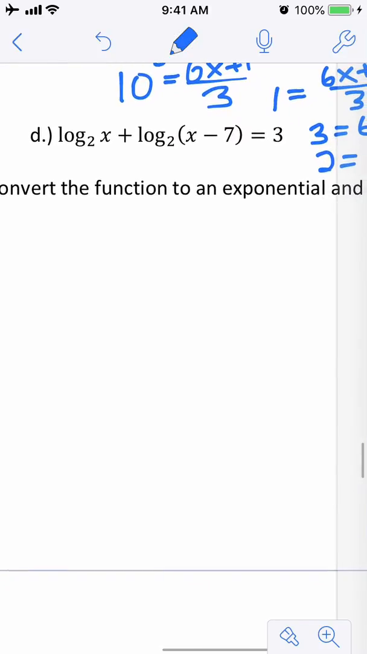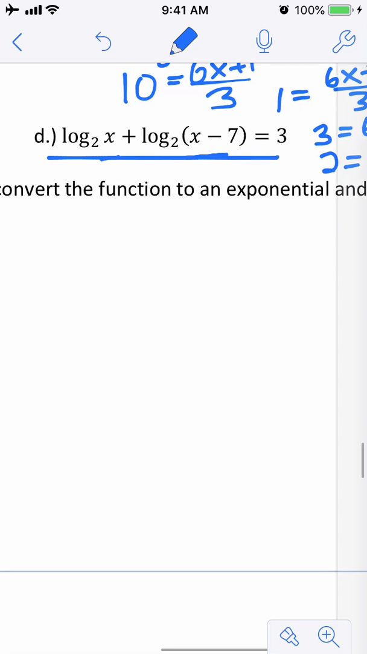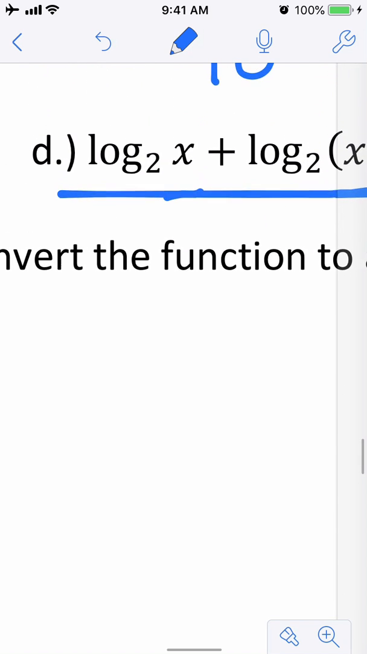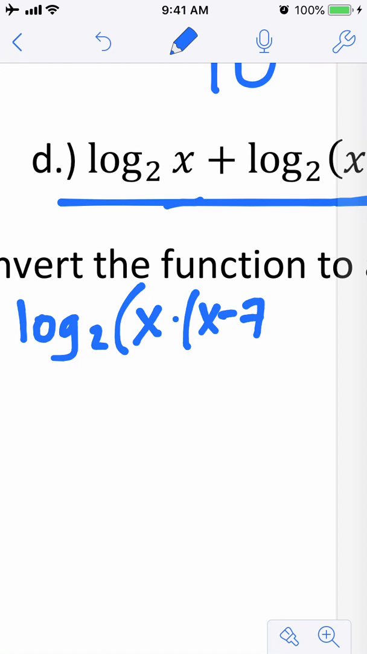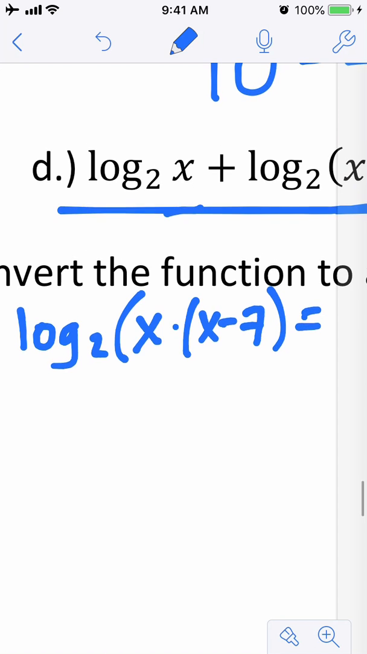All right. Last one of these, we've got log 2 of x plus log 2 of x minus 7 equals 3. I see product rule straight off the bat. I don't even see something I have to move. This problem's probably not going to be that hard. Sweet. I'm going to zoom in so I can write a little better. Log 2 of x times x minus 7 equals 3.